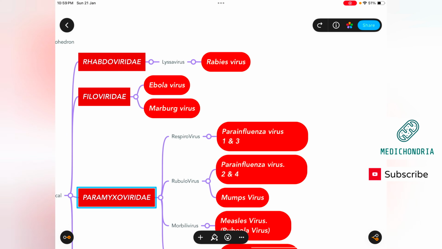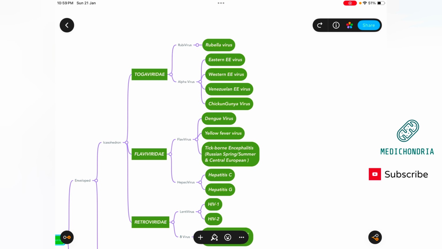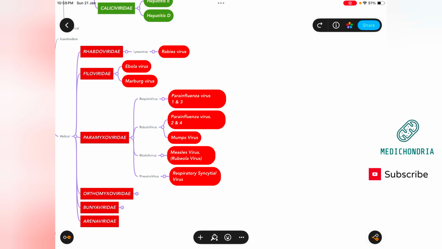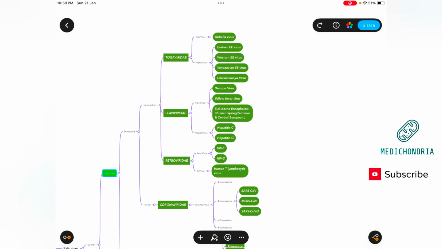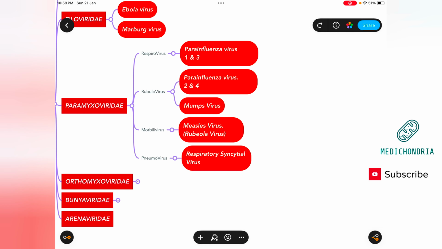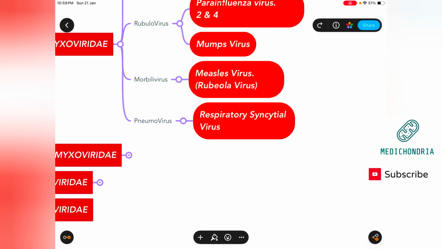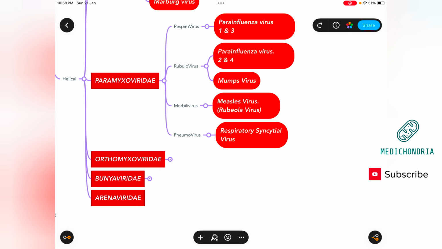Rubella is in the positive sense. Don't get confused between rubeola and rubella. Rubella is in Togaviridae, genus Rubivirus, and this is rubeola. Just remember. And rubella is also called German measles. And Pneumovirus includes RSV, that is respiratory syncytial virus.